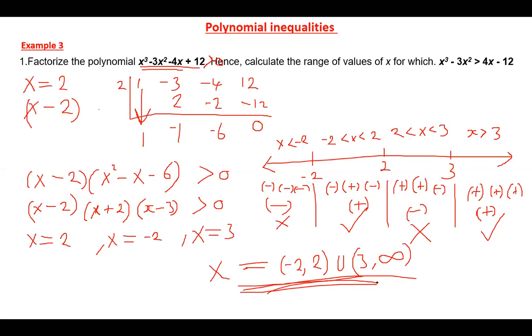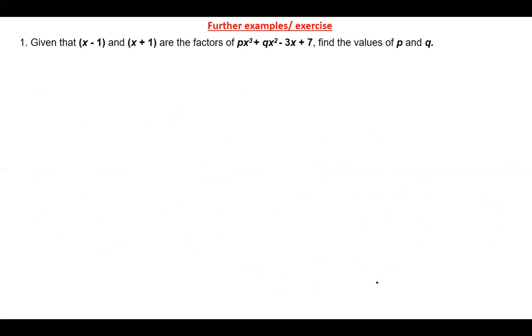Let us now move on to the next question. The next question, which is the last question we're going to do, is saying given that x minus 1 and x plus 3 are the factors of px cubed plus qx squared minus 3x plus 7. Find the values of p and q. So here what you do, we've been told x minus 1 is a factor. So meaning we equate this to 0. So x is equal to positive 1.